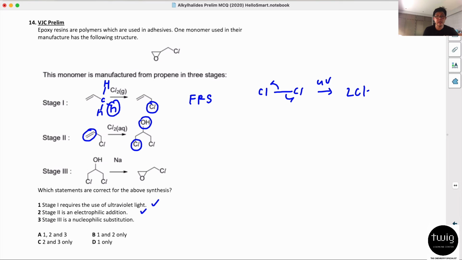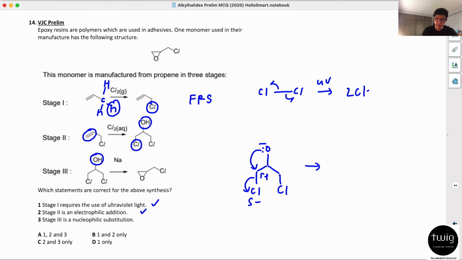Okay, look at stage 3. Stage 3 shows this product. So what happens, actually, I'll draw it up. When sodium reacts with the alcohol, what you end up getting is actually O minus. So you can see that this is delta minus and this is delta plus. So the O will actually attack this carbon, and the Cl will be substituted.